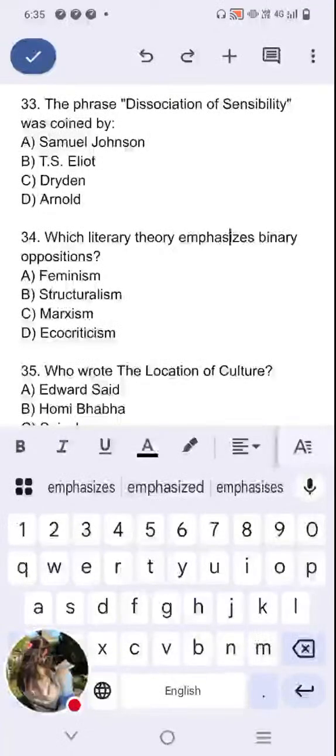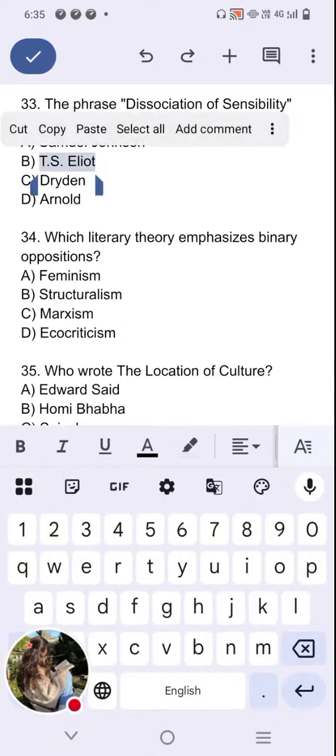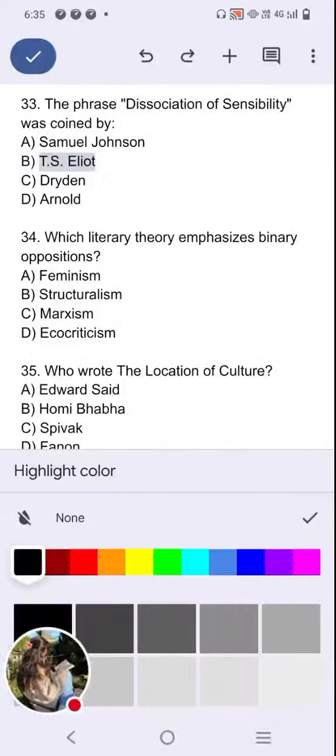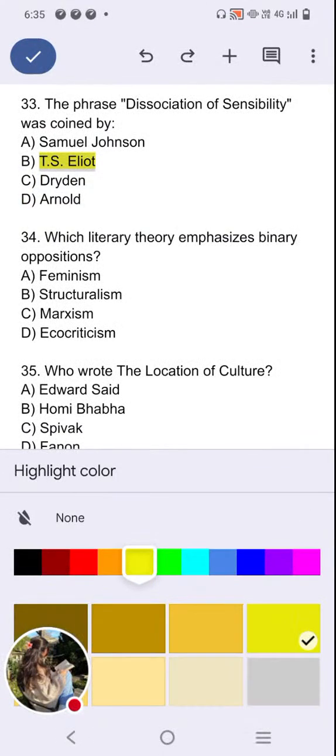This is who coined the phrase objective correlative. The modernist critic who has written the works The Metaphysical Poetry, The Sacred Wood, Hamlet and His Problems. It's T.S. Eliot. Next question.